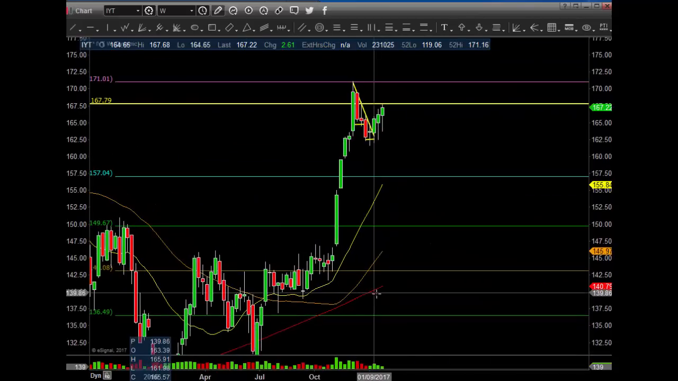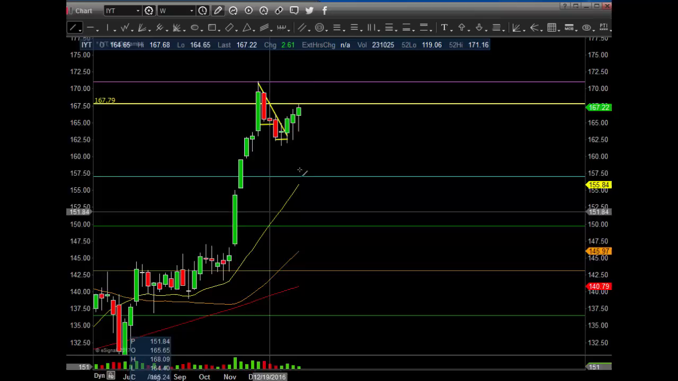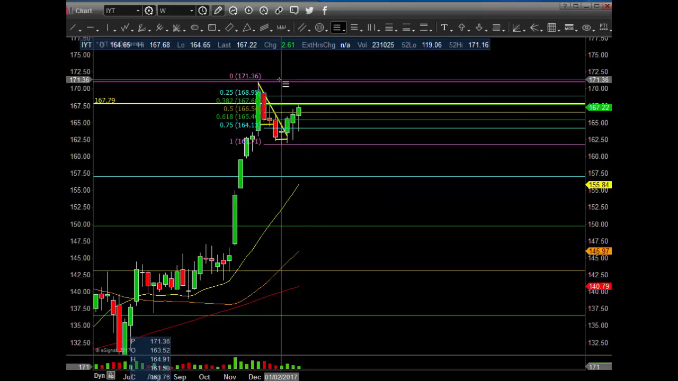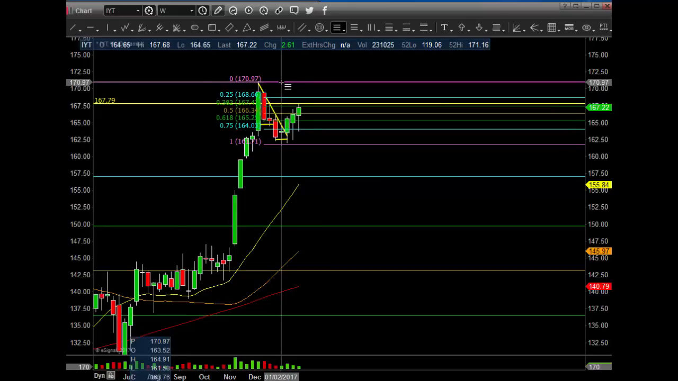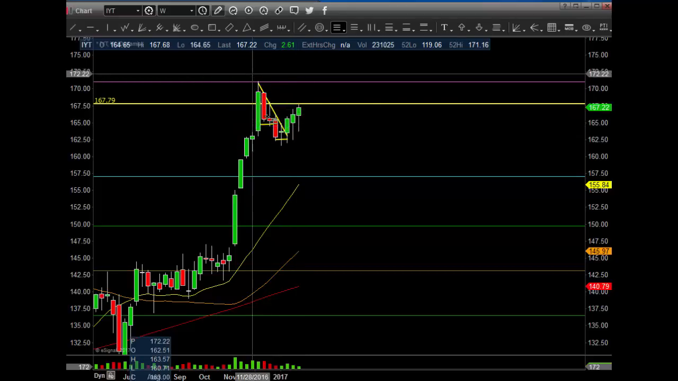Let's go a little more short term, guys. I'll just do a quick, so let's see here, where do we retrace from here? So we're back into the 618 and the 750 is at 168.66. So we're into the 618, which is the big retrace, guys. So keep an eye on this one here.